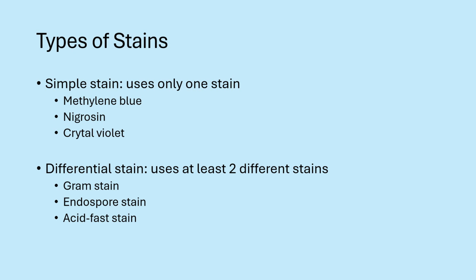So let's say you have bacteria and you do a simple stain and you use methylene blue. All of the cells are going to look blue, because that's the only color you used. What can a simple stain tell you? Well, you can determine the size of the cell. You can determine the morphology, or the shape.